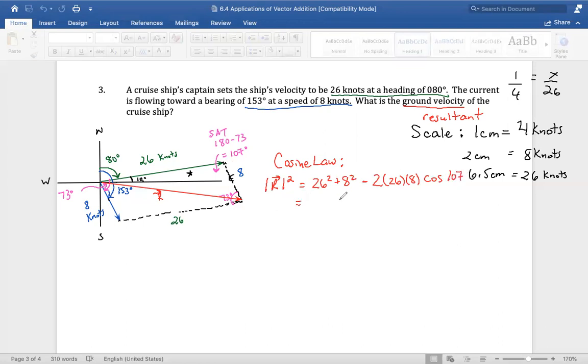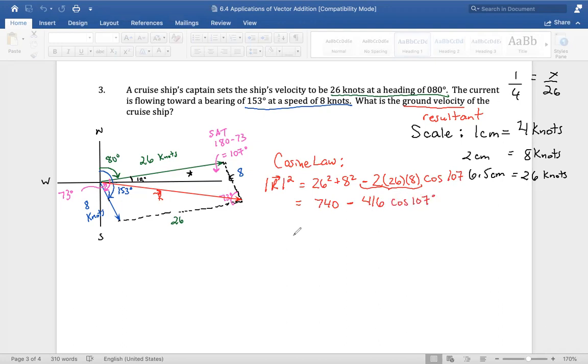So then if I do my 26 squared and 8 squared together and add them, I get 740. And then if I do my negative 2 times 26 times 8, if I multiply those 3 together, the negative and the positive, you get a negative, plus another times another positive, you get a negative. I will have 416 cos of 107.